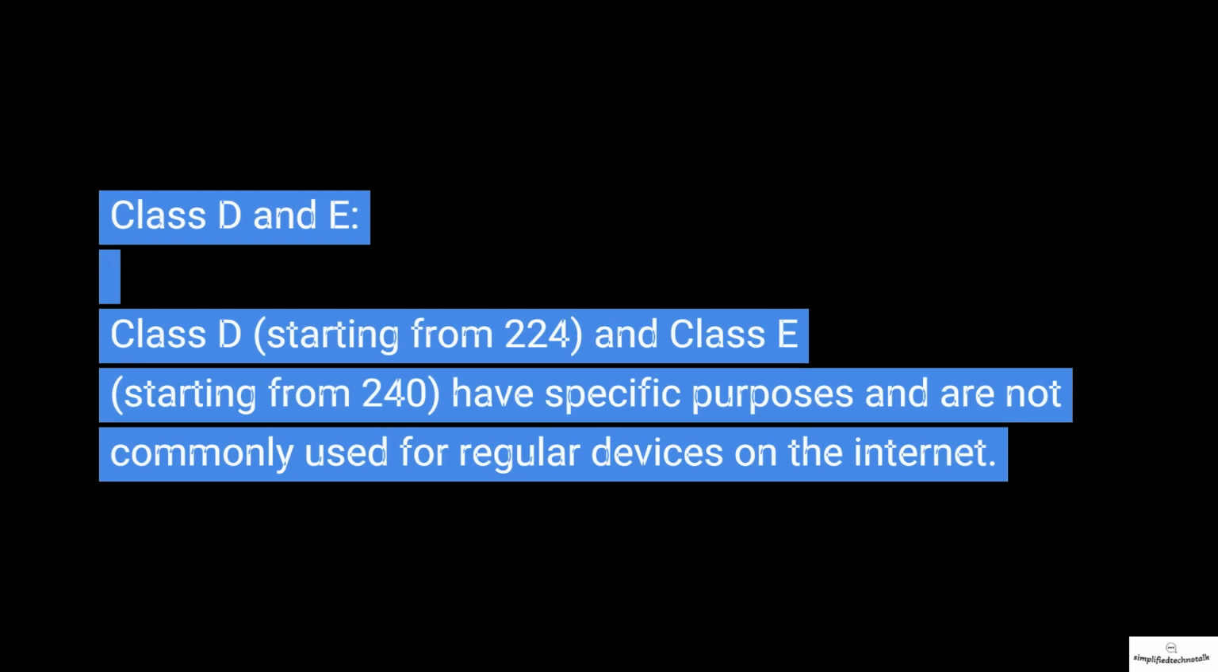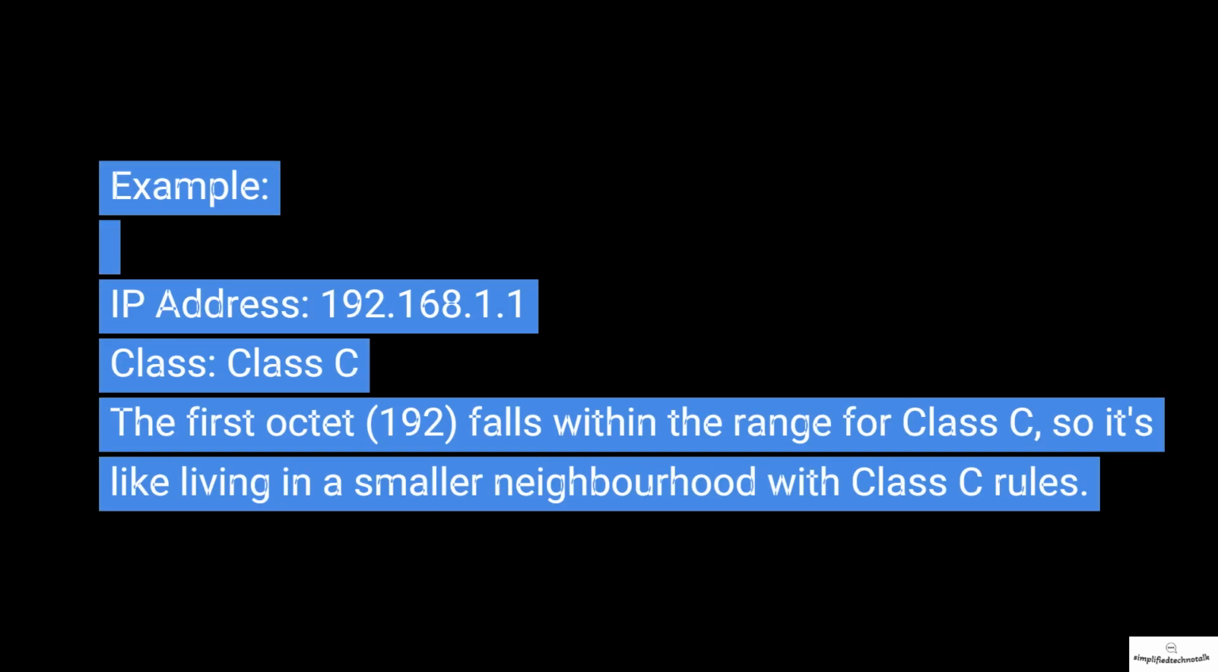Class D and E. Class D, starting from 224, and Class E, starting from 240, have specific purposes and are not commonly used for regular devices on the Internet. Example. IP address 192.168.1.1. Class: Class C. The first octet, 192, falls within the range for Class C, so it's like living in a smaller neighborhood with Class C rules.